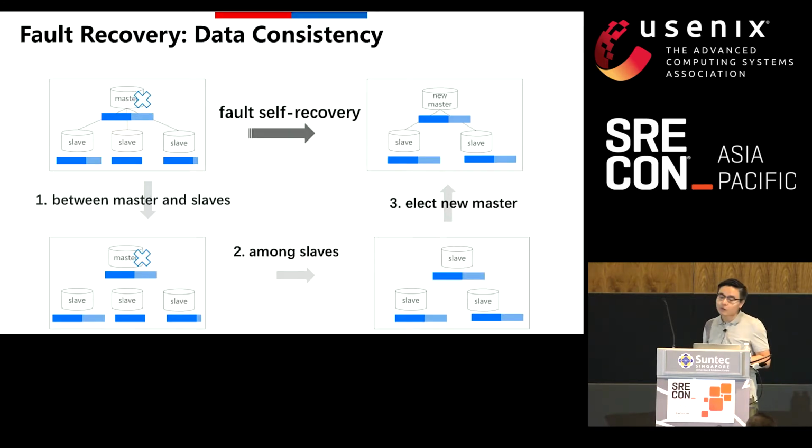Okay, the recovery. During the recovery period, the master recovery includes 3 periods, right? Firstly, try to keep at least one slave's data consistent with the master, and then fill in the data between the slaves. At last, elect the new master by some strategy, like the weight or the data center or something else. So in the first recovery period, the most important thing is to make the data consistent. Next, I will focus on this.